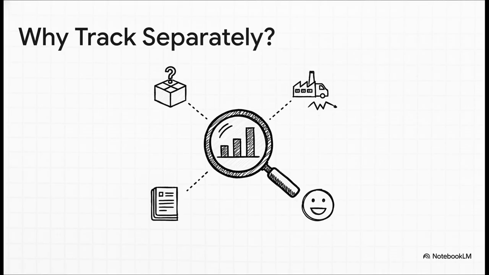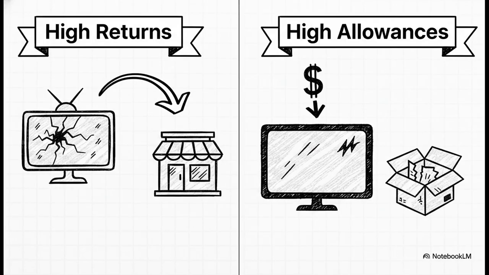A high number of returns on one product might scream manufacturing defect, but a high number of allowances could point to a problem with a shipping company that keeps damaging things. By tracking this data, businesses can spot problems with their suppliers, monitor quality control, get a real pulse on customer satisfaction, and keep their financial reports accurate. It's vital business intelligence.